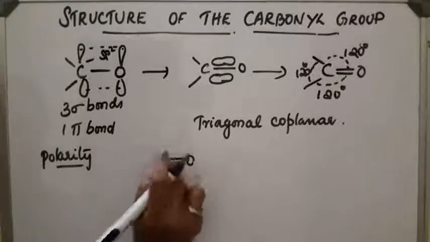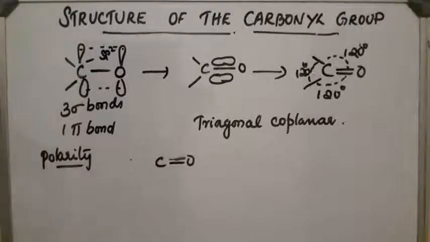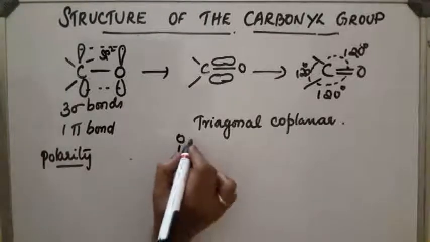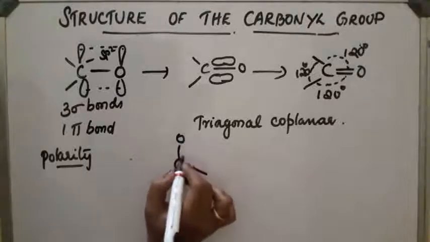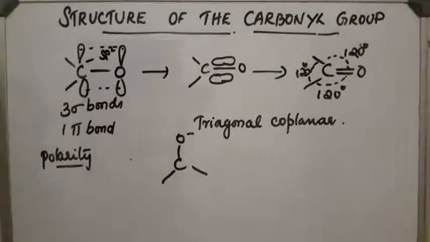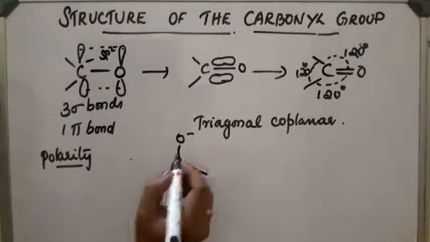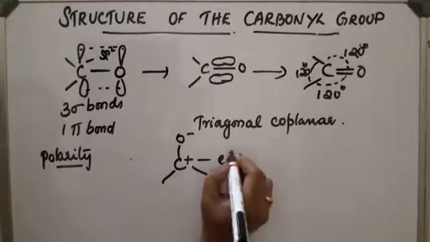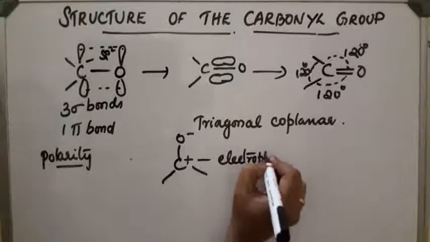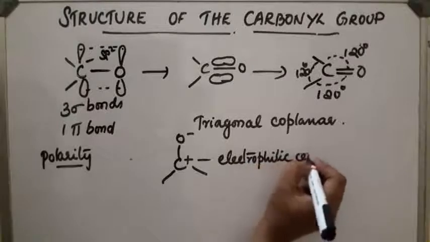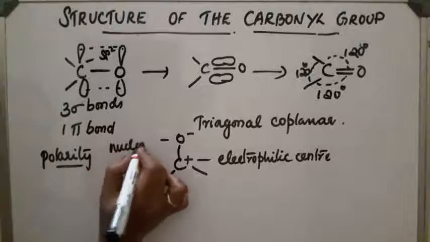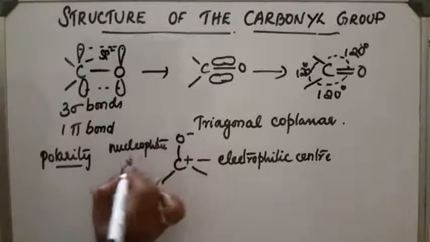Polarity. Carbon, oxygen. Here this oxygen is highly electronegative, so the shared pair of electrons will move towards this oxygen, and oxygen is partially negative and carbon is partially positive. So this carbon is an electrophilic center or Lewis acid. And oxygen is a nucleophilic center or Lewis base.